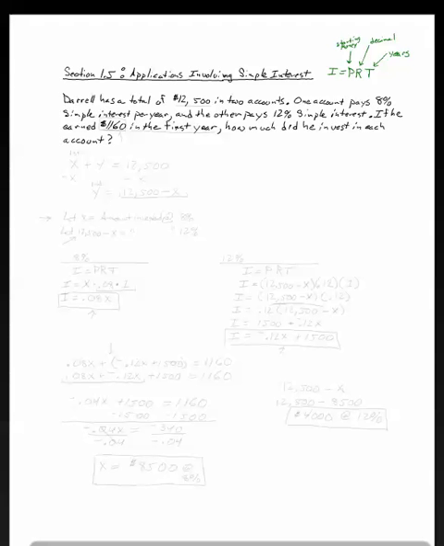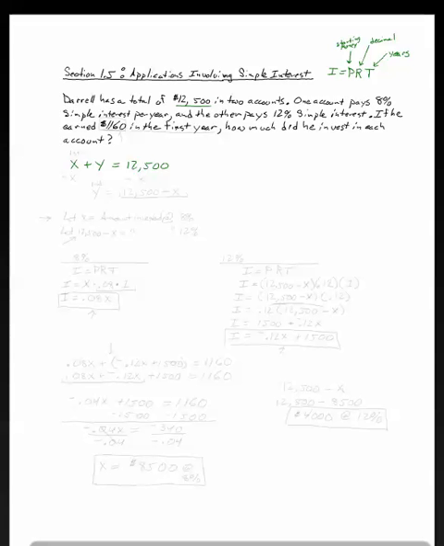So in this problem it says Daryl has a total of $12,500 in two accounts. One account pays 8% simple interest per year, and the other pays 12% simple interest. If he earned $1,160 in the first year, how much did he invest in each account? Well, it tells us that the total amount he invested was $12,500. So say X was the amount in the first account, plus Y is the amount in the second account, then the total amount of money is $12,500.